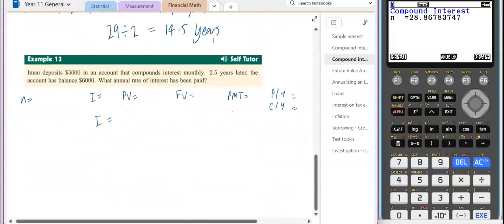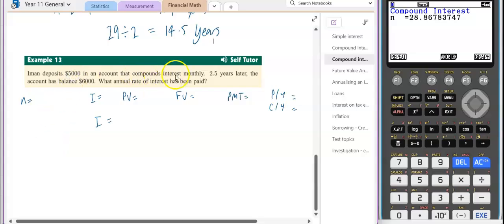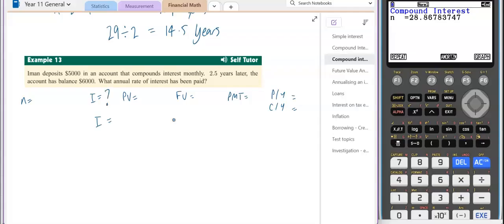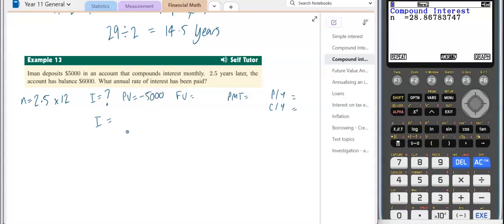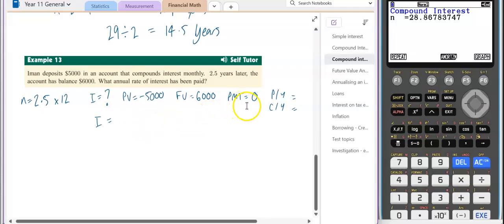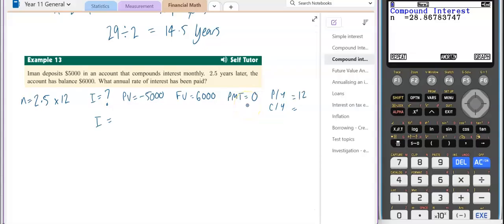All right, last example for this video here. It says Iman deposits $5,000 into an account that compounds interest monthly, so 12 times per year. 2.5 years later, the account has a balance of $6,000. What annual rate of interest has been paid? So here we're trying to work out the interest rate. So that's our unknown. Now N is going to be 2.5 years, or 2.5 times 12, because it's being compounded monthly. The present value, or the principal there, is 5,000. Again, we set that to a negative value for investing. Future value is going to be 6,000. That's what the investment grows to. PMT, again, for these examples, there are no extra savings contributions, so set that as 0. And P/Y and C/Y both 12 because interest is being compounded monthly.